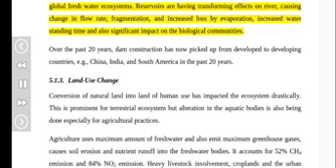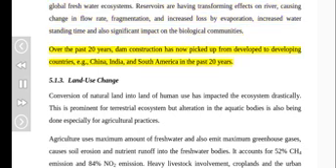Reservoirs are having transforming effects on rivers, causing change in flow rate, fragmentation, increased loss by evaporation, increased water standing time, and also significant impact on the biological communities. Over the past 20 years, dam construction has picked up from developed to developing countries, e.g., China, India, and South America.